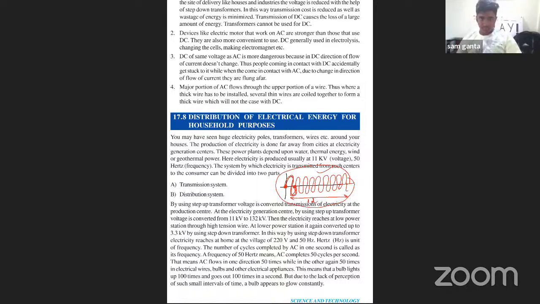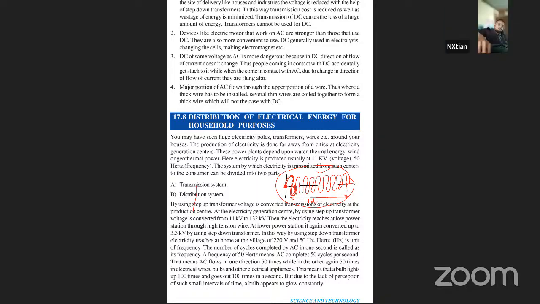Okay? Can you read this from here? The number of cycles completed by AC in 1 second is called frequency. A frequency of 50 Hz means it completes 50 cycles per second. That means AC flows in one direction 50 times and in the other direction 50 times through the electrical wires, bulbs, and other electrical appliances. This means that the bulb lights up 100 times and goes out 100 times in a second.